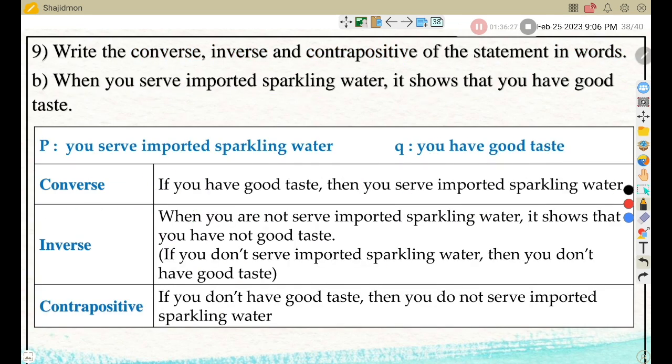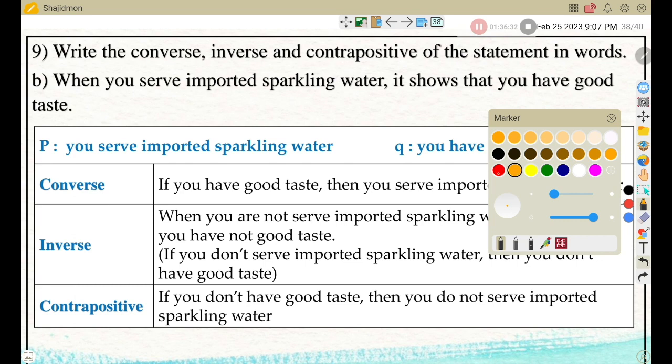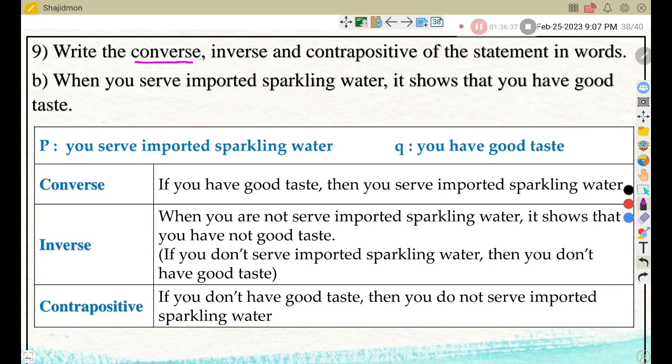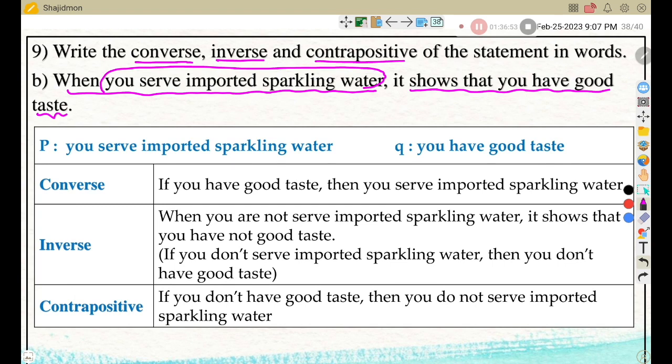Okay, now we will go to the 9th question. One more question, same model we can do. The remaining you can try yourself. For example, this one. Write the converse, inverse and contrapositive of the statement in words. When you serve imported sparkling water, it shows that you have good taste. Correct? So what I have taken: you serve imported sparkling water, that is P. You have good taste, that is Q.